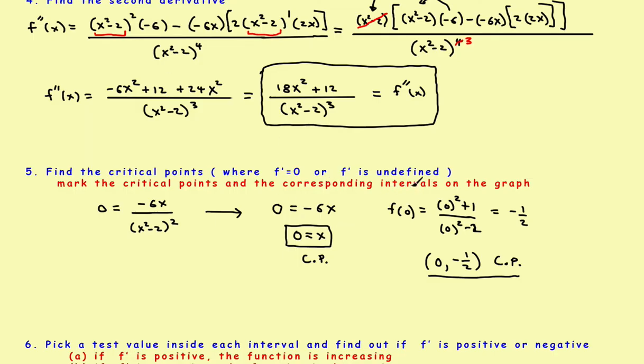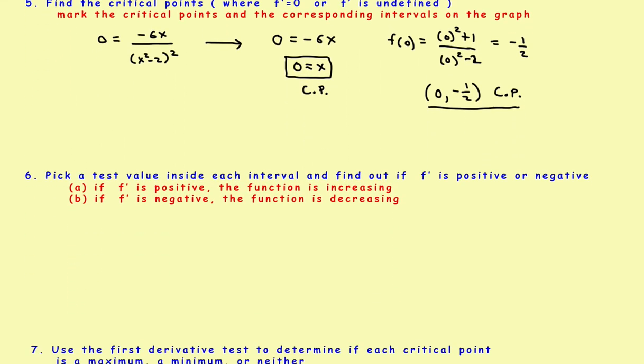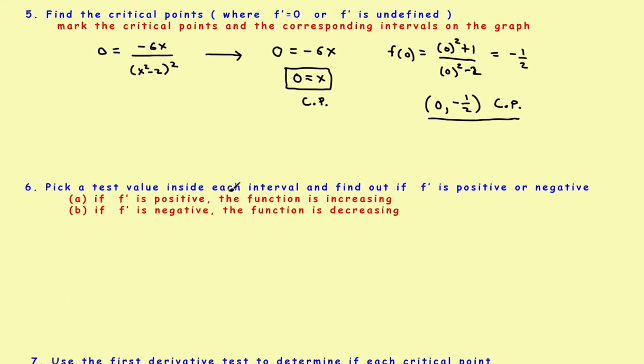Okay, we marked the corresponding intervals on the graph, and we included the asymptotes. So now, next point is, and you might remember, pick a test point inside each interval. So the idea is you evaluate the first derivative at the test point. If the first derivative is positive, that means that the function is increasing. If the first derivative is negative, it means it's decreasing. So pick a convenient test point.